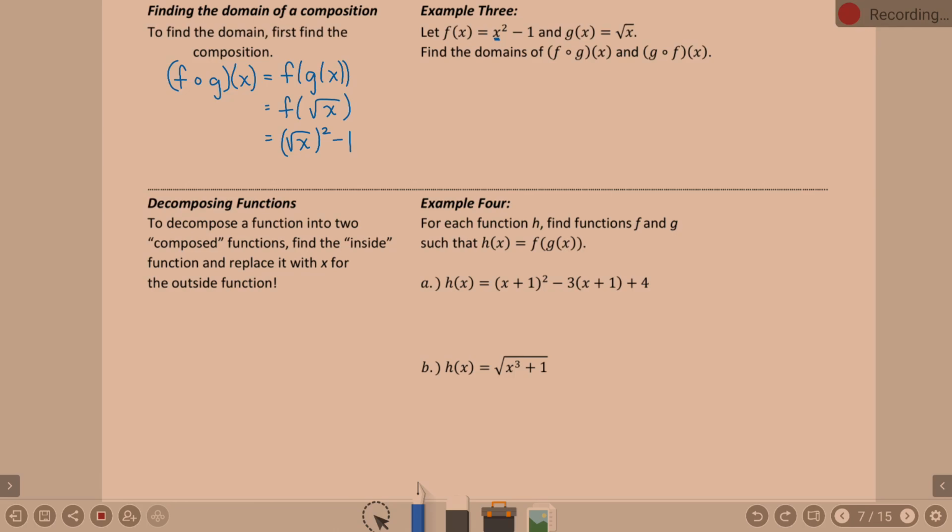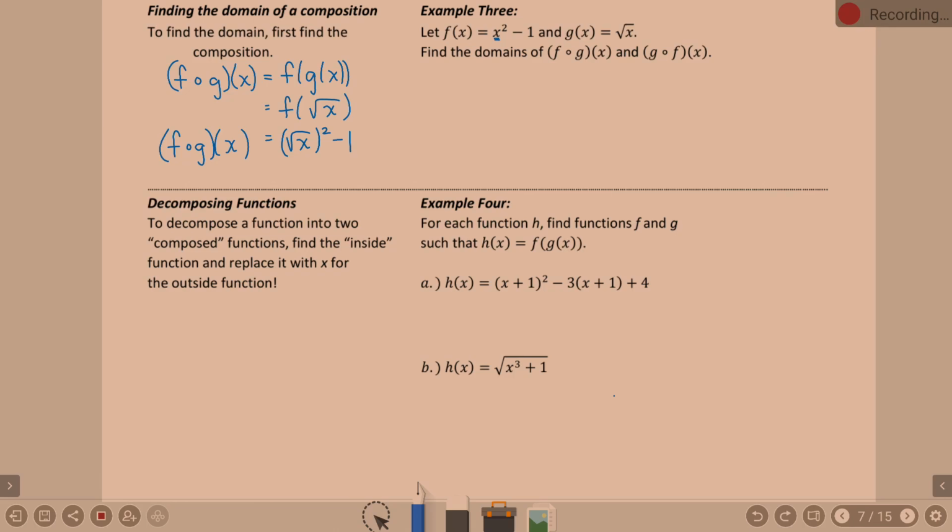Okay, this is a tough one. I agree that the square root of x squared is equivalent to x. However, we have to be careful here because the next thing we're being asked to find is the domain.